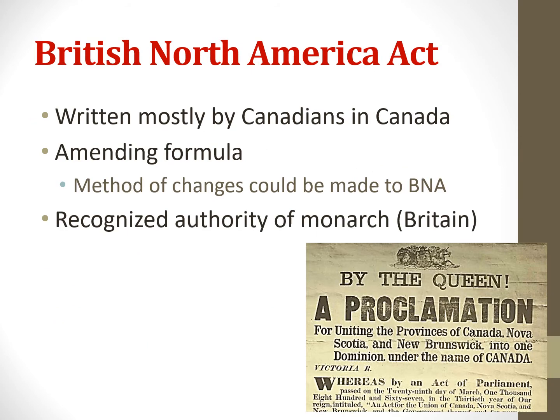Then you have the British North American Act. Now, essentially what that was, it was an act written by actually mostly Canadians in Canada. And it had a couple things in it. One of them was called an amending formula. This is the method of changes which could be made to the British North American Act, which is great because as years go on, things change in the law, and you want to be able to change essentially your constitution. It also recognized the authority of the British monarch.